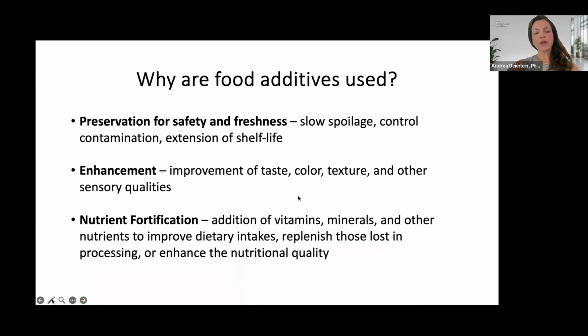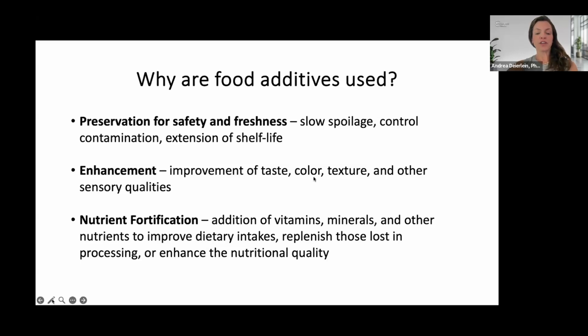Okay, so why are food additives used? As I mentioned, they can be used for preservation, for safety and freshness. So these are things that we might add to slow spoilage, bacteria contamination, or mold growth on a product, and also help with extension of shelf life. Then enhancement, so improving the taste, the color, all the different sensory qualities that we might expect when we're eating a food. So not just what it tastes like, but what it looks like.